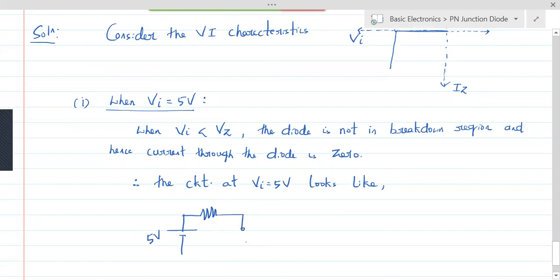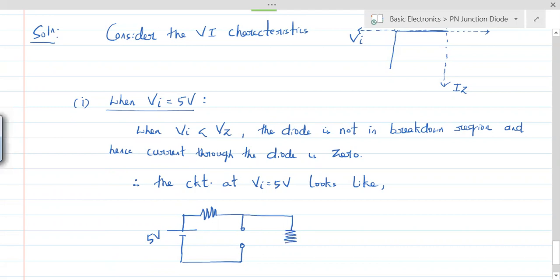See what happens to this diode. This diode is open circuited now. Why is it open circuited? Because no current is flowing through it. It just looks like this. Though the diode is there, it acts like an open circuit because it is not allowing any current to flow. Understand that? But the load is connected.